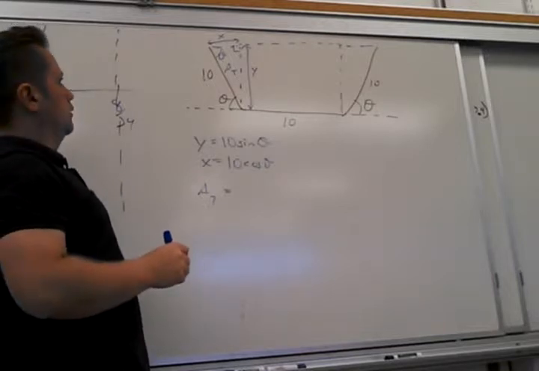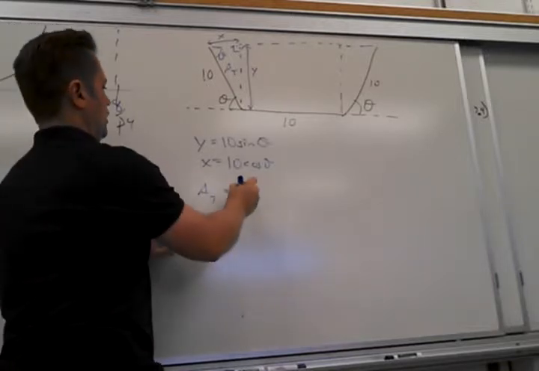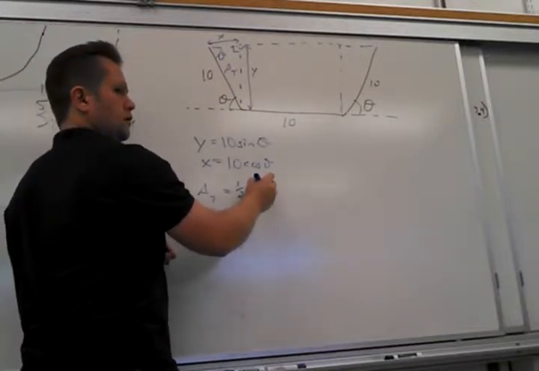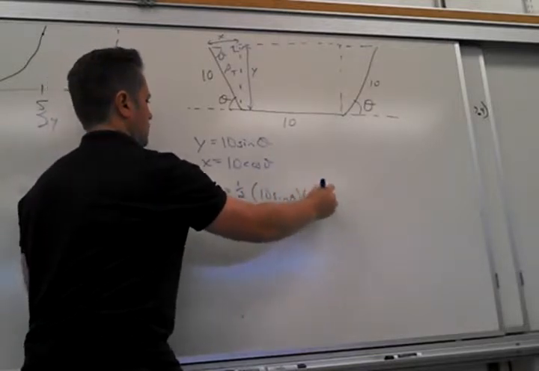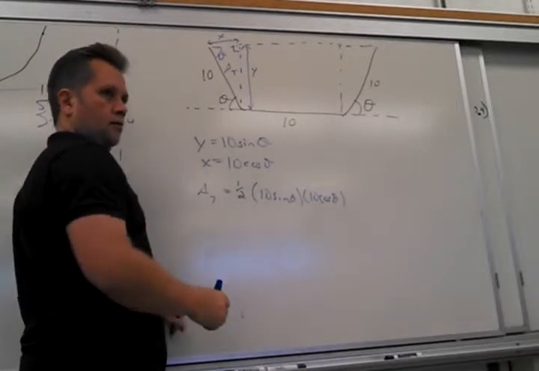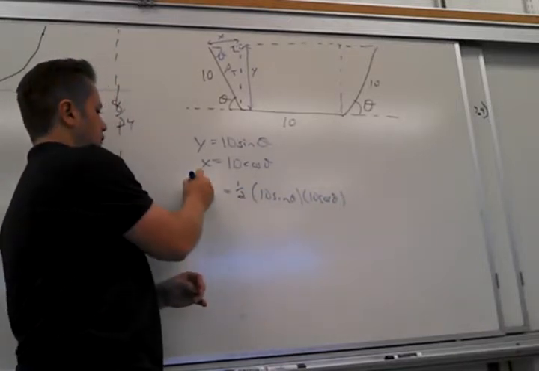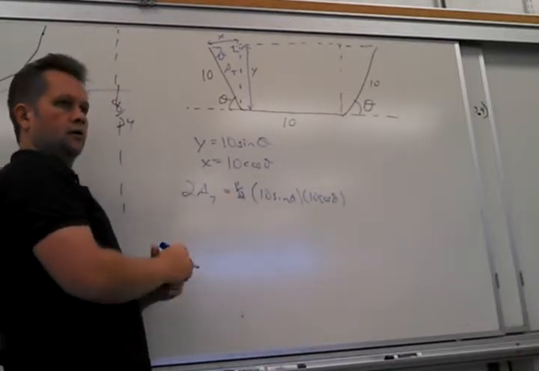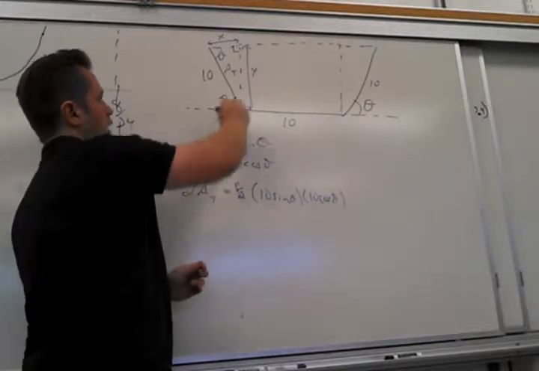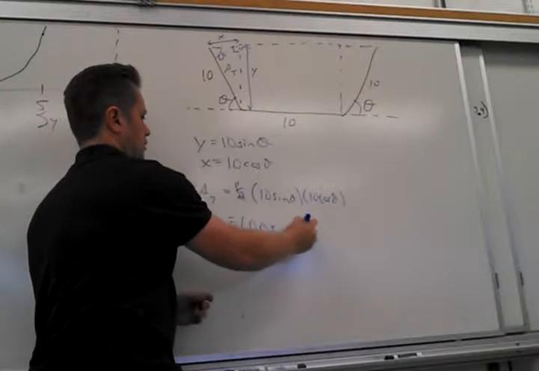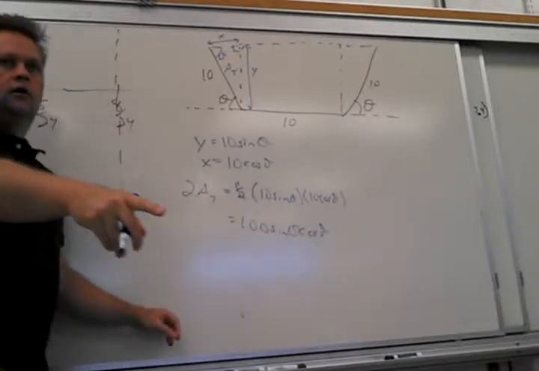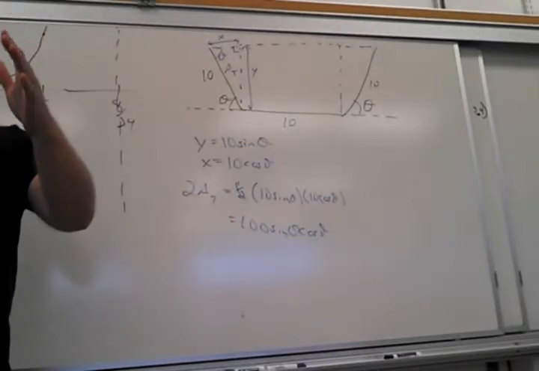Yeah, 1/2 the base times the height. Or you can just get rid of the 1/2 since you have two. Beautiful, I love it. So since I have two triangles, the area of the two triangles will be 100 sine theta cosine theta, and if you look at your expression, that looks good so far.